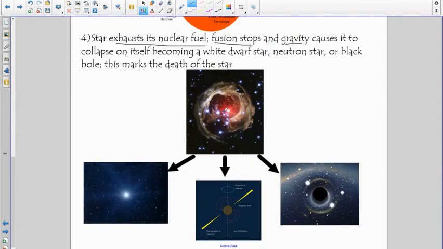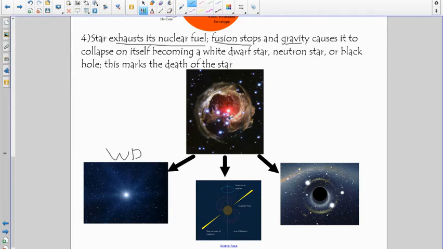So in this picture, it's showing the outer layers being thrown off, and a star like the sun will become a white dwarf. So this is a picture here of a white dwarf that's being left behind. The white dwarf would be at the center, and this would be what's called the planetary nebula that goes outside of that.